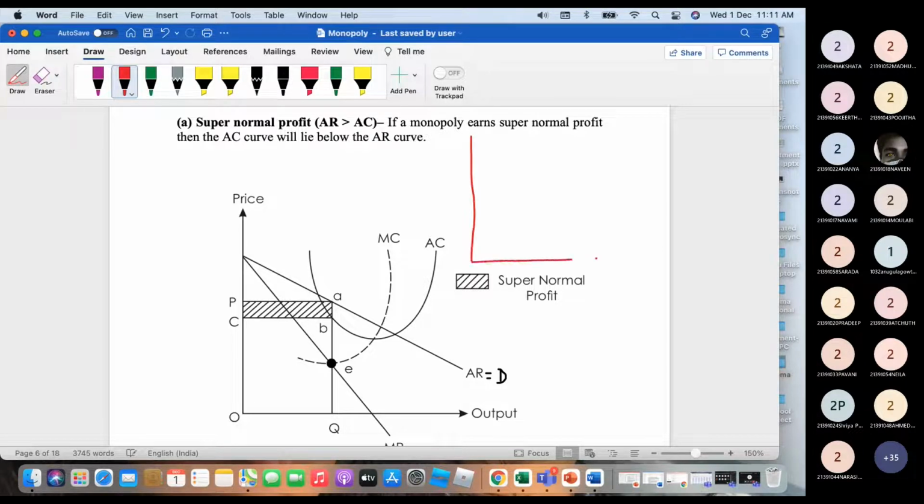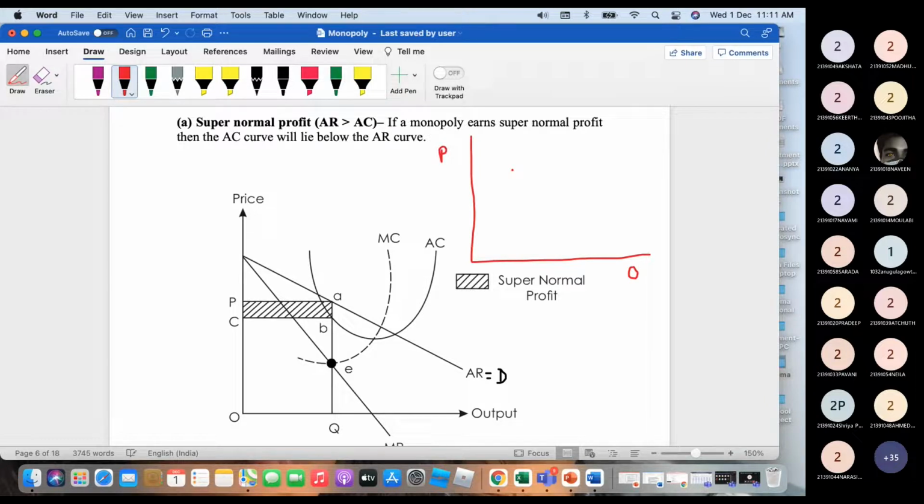Please draw the two axes, the x-axis and the y-axis, all of you. I'm just trying to draw it with whatever cursor I have. This is price and this is output. Have you drawn, students? Yes, ma'am.